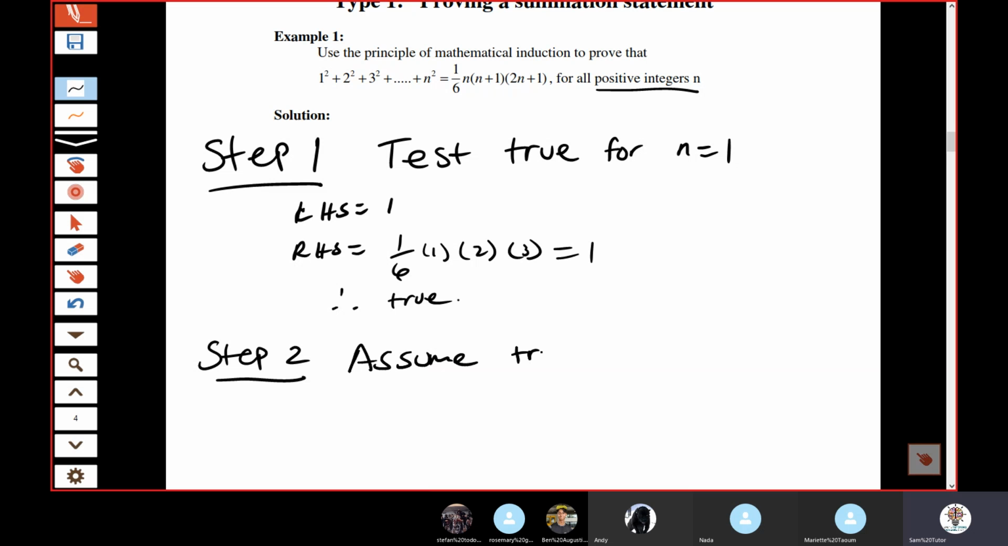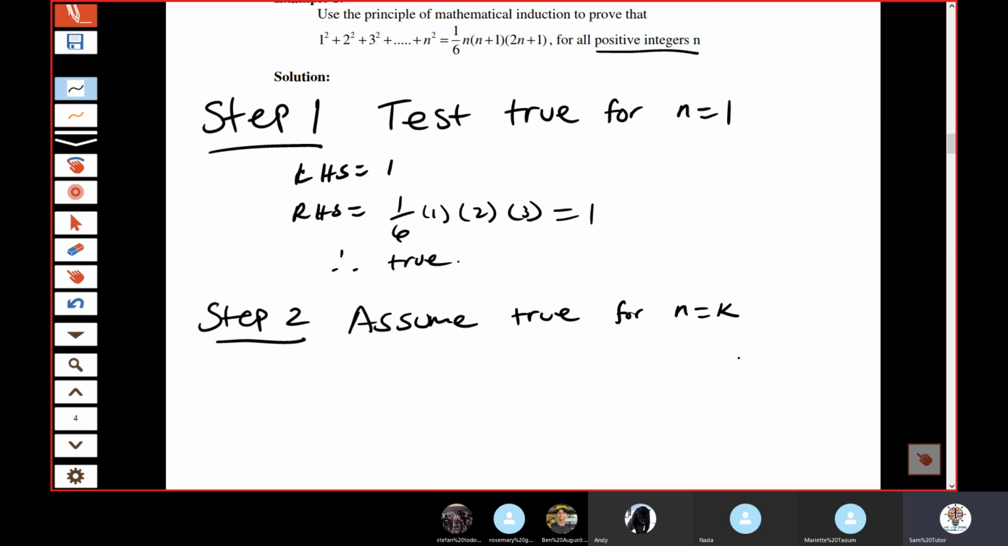Assume true for n equals k. Step 1, 2, and 4 is all worth 1 mark because it's nothing. It's step 3 that's going to be worth everything. So as you're practicing, if you're doing really well at step 1 and step 2, stop doing step 1 and step 2. Just focus on step 3 because you're just wasting time writing this.